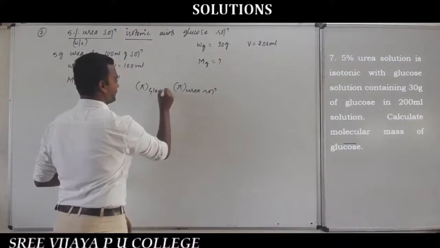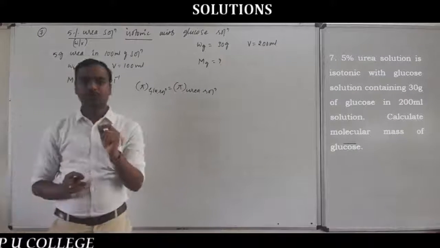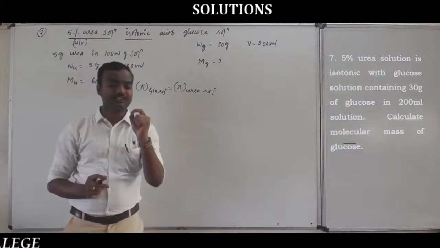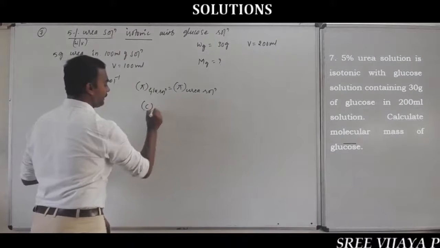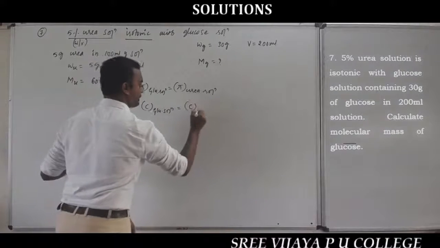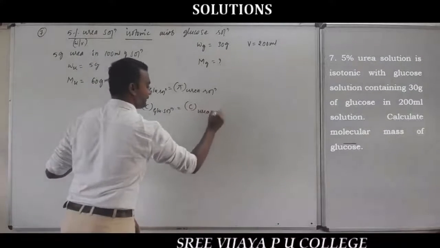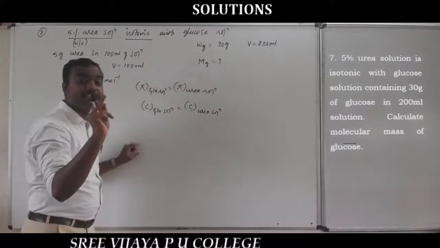That is glucose solution. That is it. Since they are isotonic, they have the same osmotic pressure. At the same time, isotonic solutions have the same concentration. So the concentration of glucose solution is equal to the concentration of urea solution. What is the concentration? In osmotic pressure, concentration is nothing but molarity.